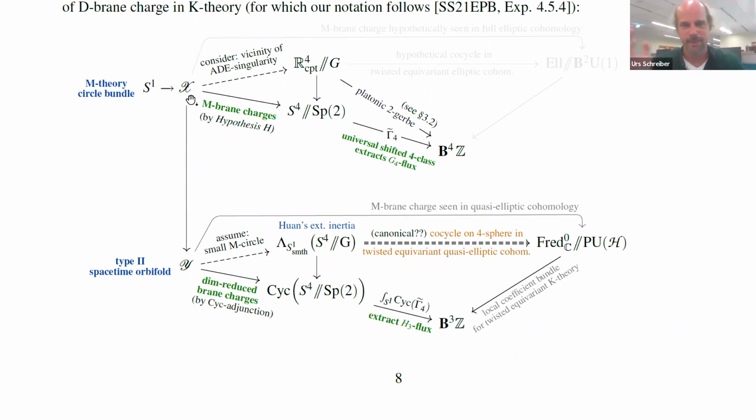So suppose our 11 dimensional space-time, as one usually supposes, is a circle bundle over some other orbifold, which would be called the type 2 space-time orbifold. Now we're claiming that the four class that is the five brane charge on here actually comes from this map to the four sphere, to a quotient of the four sphere. Now, as we cyclify and restrict attention to the almost constant loops, which has a very neat physics interpretation, it's really this perturbative limit where the M theory circle is small, we find that down in 10D, that hypothesis H about our M-brane charges says that we have a cocycle with coefficients in the extended inertia groupoid of this orbifold. So it somehow says that the real nature of M-brane charges in certain limits here are really given by maps to this extended inertia orbifold of specifically ADE quotients, if you wish, of the four sphere, namely G.